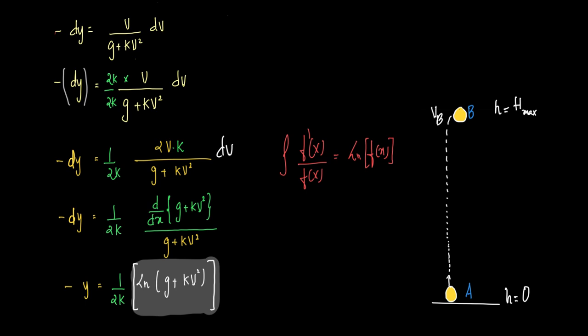Why? I'll tell you. See, what is the derivative of g plus kv square? It is actually d by dv of g, which is a constant, plus k into d by dv of v square. We know this value is equal to 0. Why? Because it is a constant, and what we get is 2k into v.